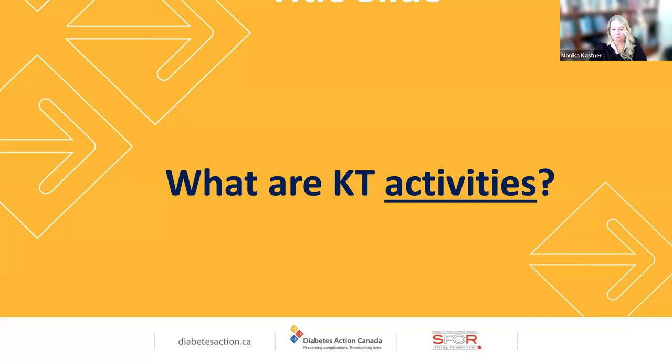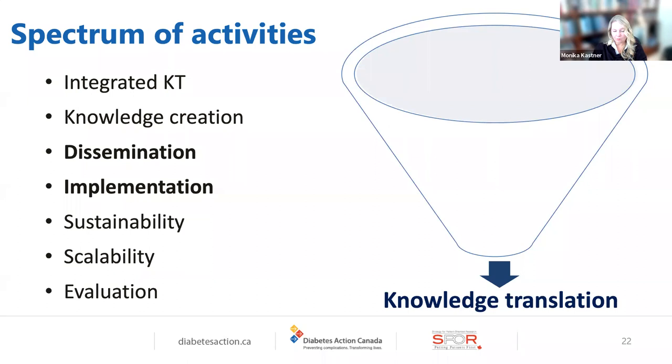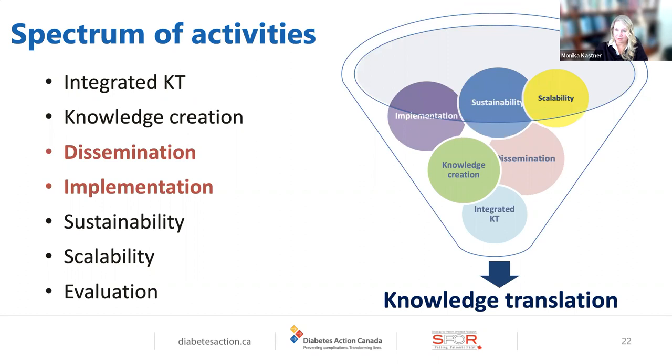So then what this boils down to is, what are those different KT activities? So let's unpack this a little bit more. I'm sure that a lot of you have heard of dissemination and implementation, which is often thought of, I think, mostly when someone thinks of knowledge translation. But I wanted to really illustrate to you the spectrum of activities that you can actually consider in knowledge translation that goes well beyond dissemination and implementation. So I will walk you through each of these now.